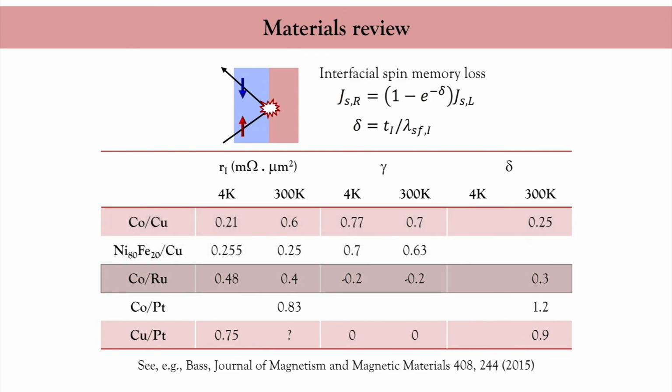Cobalt ruthenium is an interesting interface because it is often used to create synthetic antiferromagnets. Remarkably, the interfacial polarization is negative. So this kind of interface tends to depolarize incoming spin currents. I also give here cobalt platinum and copper platinum, which both show very strong spin memory loss due to the strong spin-orbit coupling of platinum. You can find much more information about the methodology to extract these parameters, as well as a critical discussion of the values extracted from the experiments in this extensive review by Jack Bass.